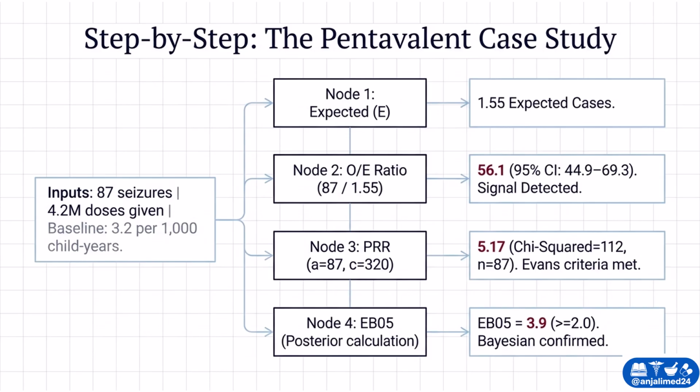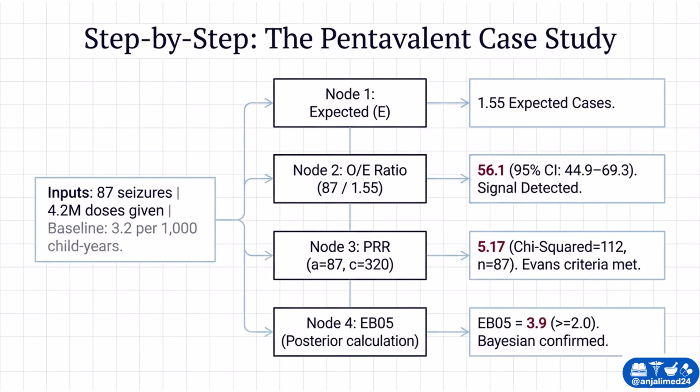Using disproportionality analysis, the PRR value is calculated as 5.17 with a chi-square statistic of 112 and a sample size of 87 reports. This clearly exceeds the standard criteria thresholds used in pharmacovigilance, where PRR greater than or equal to 2, chi-square greater than or equal to 4, and at least 3 cases indicate a preliminary safety signal. So now both epidemiological validation and the disproportionality analysis are pointing towards the same conclusion. But the analysis does not stop there.